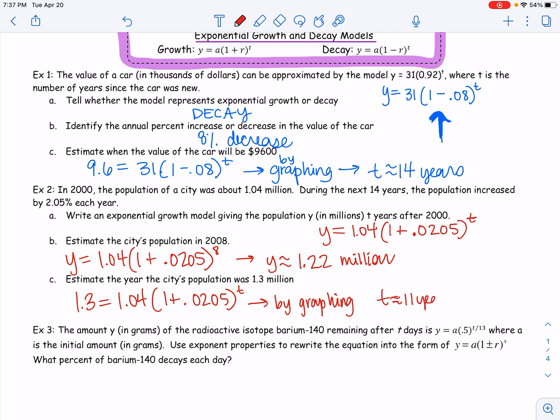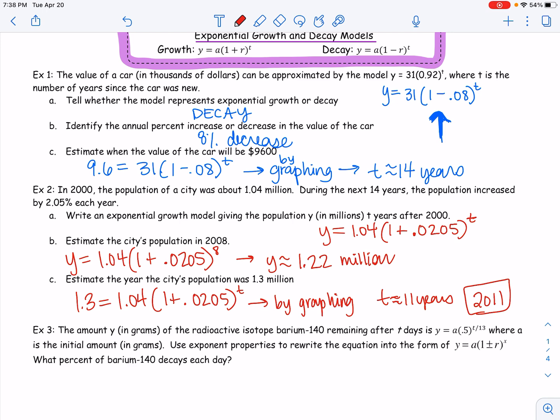Now you have to be careful on questions like this. 11 years is technically not our answer because it says estimate the year the city's population was. The year wasn't 11. The year was 11 years after 2000. So 11 years after 2000 was 2011. Be careful on word problems like that on the quiz.